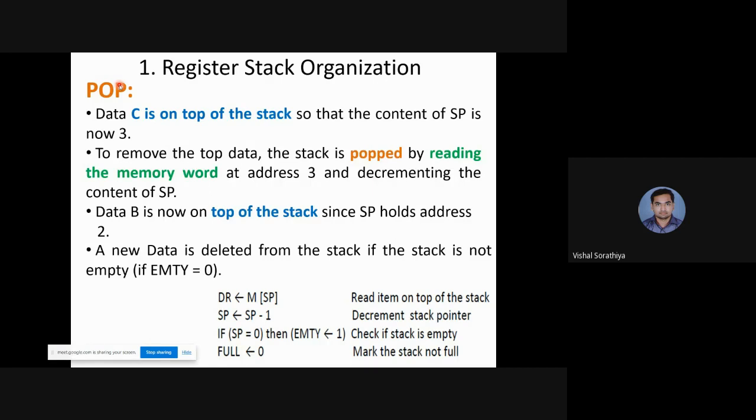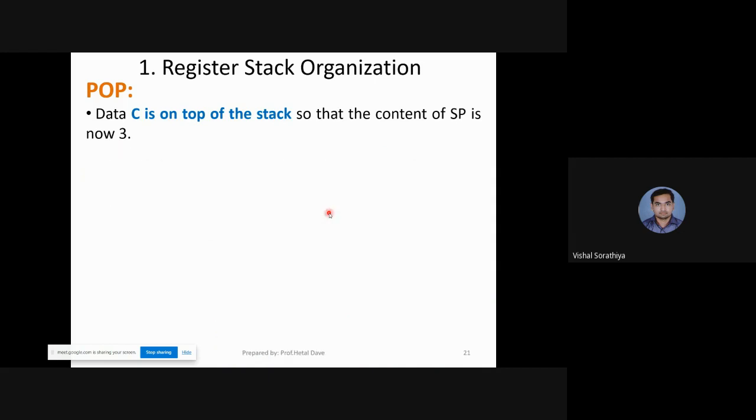Then it checks if SP equal to 0, meaning whether it is the last location for getting data from the memory. If it is the last location, you make empty equal to 1; otherwise you make full equal to 0. What is the meaning of these two lines? You are just decrementing by one, like 3, 2, 1. If you look at our previous PPT, you can get the idea.